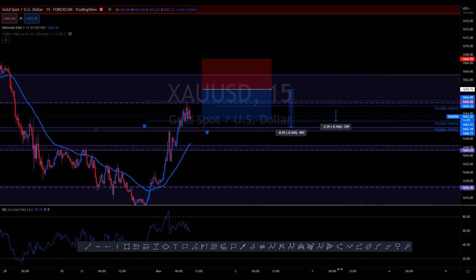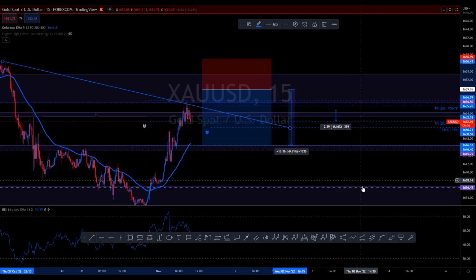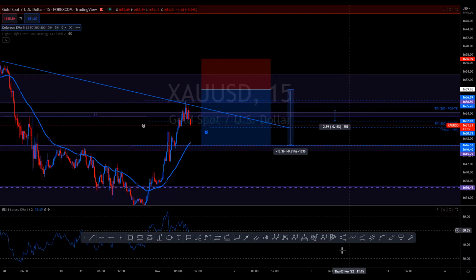Let me pause this recording. Looks like price might be selling at this point. But I'll keep watching and see what price does, and then if I end up executing a trade, I'll update you guys. Be right back. Looks like price is probably dropping. So we'll see what we can get out of this.